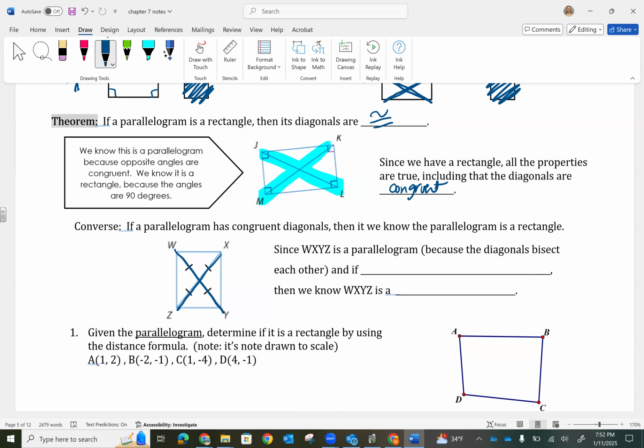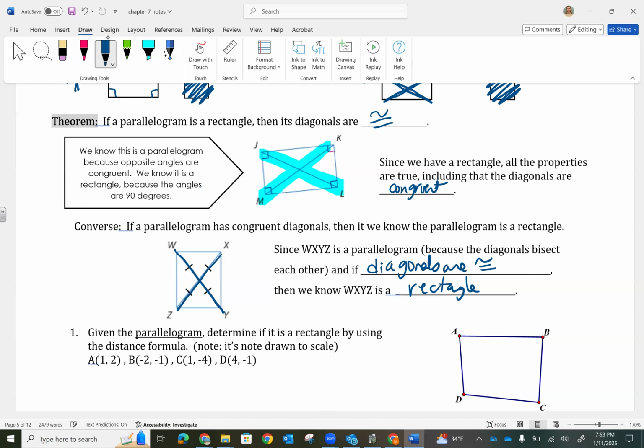So here it is. If this is given to be a parallelogram, how do we know it's a parallelogram? The diagonals bisect each other, okay? And if the diagonals are congruent, then you know that you have a rectangle.